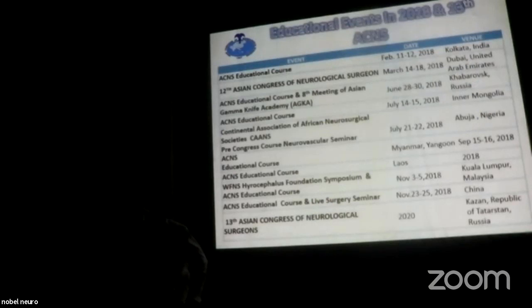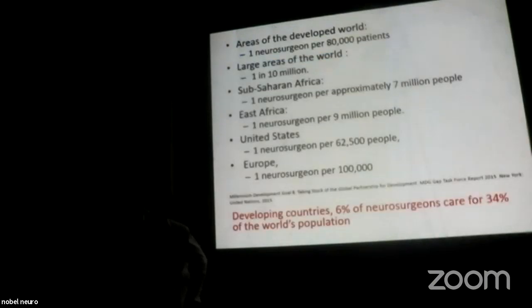And besides that, the educational course. So the IF is from this year, and from next year again more educational courses in Asia or some other place. So how can we support the developing places in neurosurgery? Because we have so many patients for one neurosurgeon. So this is not Asia, but this is Africa, where one neurosurgeon takes care of 10 million people.